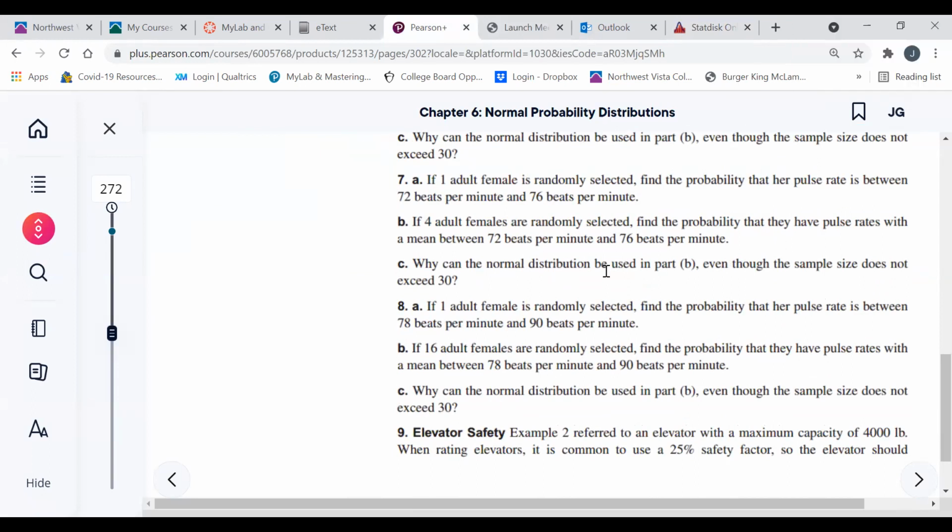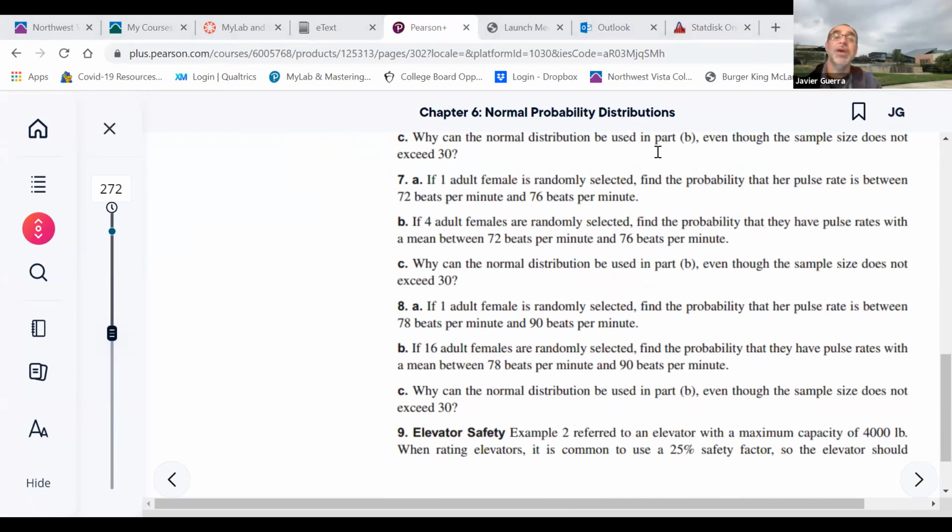Which one would you like? Oh, I don't want 7, man. Try again. I'm kidding. No, I would do 7. All right, fine, because it's on your homework, right? Fine, 7 it is.